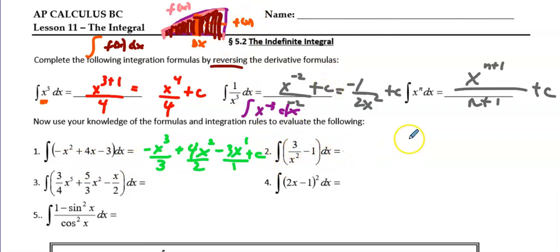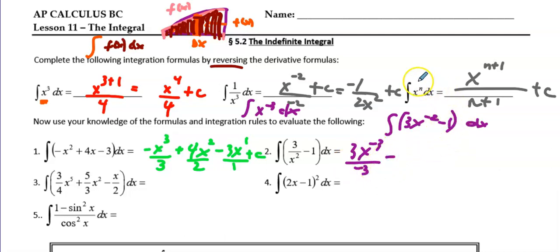For example number 2, you would rewrite this as the integral of 3x to the negative 2 plus negative 1 dx. Let's do this one pretty quickly. We're going to have 3x, and we add 1 to the power, we get negative 1. Whatever you have as your exponent, you're going to have it in the denominator, and it can be negative.